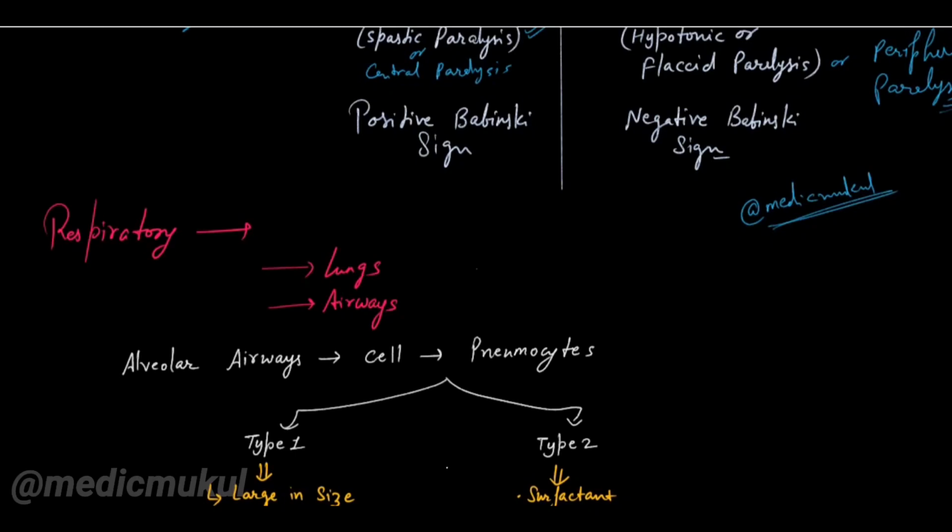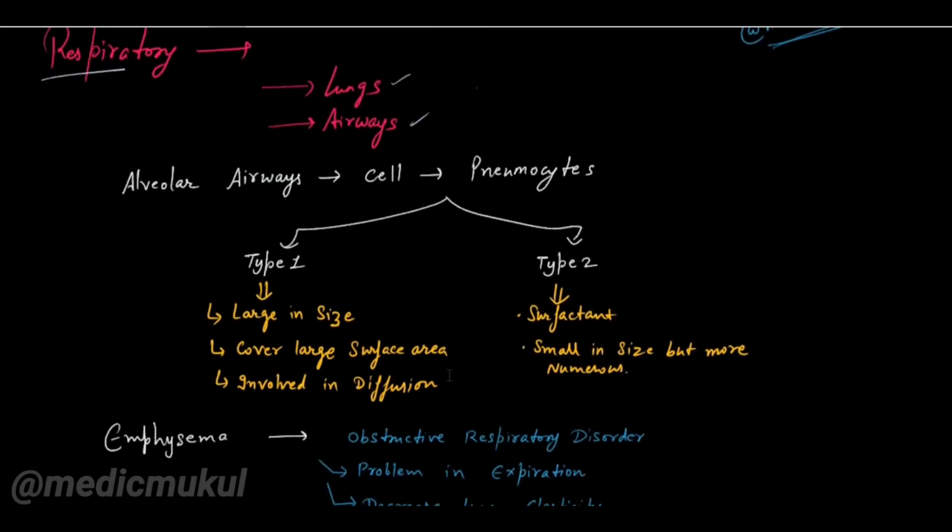Then the next one is the respiratory pathway. Next is what? Respiratory pathway. Okay. If we talk about the respiratory system, two things come to our minds: lungs and airways. In the airways we have bronchi, bronchioles, the conducting pathway. We know the lungs are the right lung and left lung. Then comes the point, according to our exams, that is the alveolar airways. So the alveolar airways contain what? The cells that we term pneumocytes, or we can also call them alveocytes.